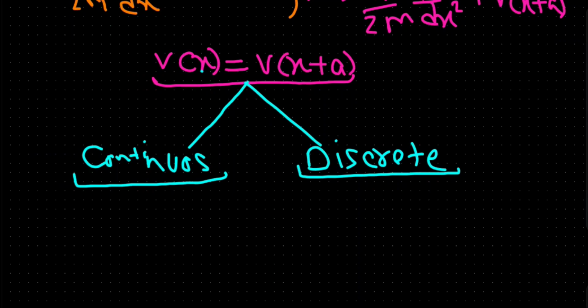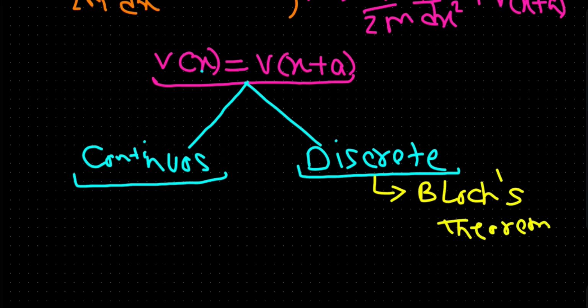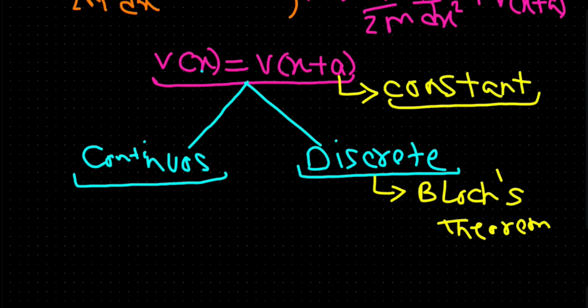And in fact, this continuous translation symmetry is responsible for the conservation of momentum. This discrete translation symmetry leads to something called Bloch's theorem, which we will discuss in the next video. But in this particular video, we are going to discuss the continuous symmetry. It means for every value of a, this equality holds. It means obviously this potential is a constant potential.